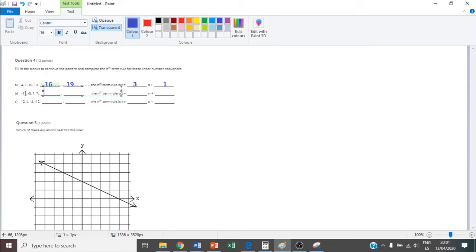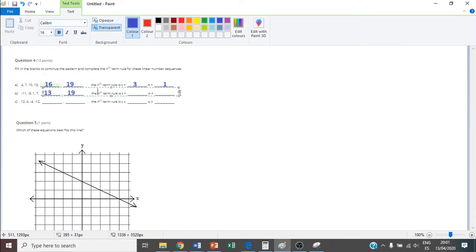Let's just double check. Negative 11 plus 6 is negative 5. Negative 5 plus 6 is 1. Yes, I'm always adding 6. So 7 plus 6 is 13. 13 plus 6 is 19 again. And I can tell you my common difference is plus 6.